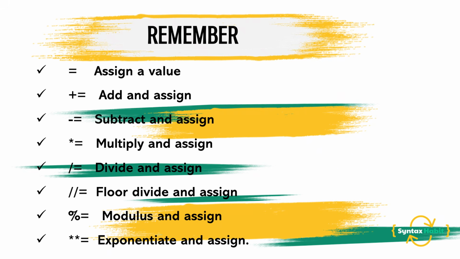Before we finish, let's recap the key points from today's lesson. The assignment operator equals assigns a value to a variable. Assignment operators such as plus equals or minus equals allow us to update an existing variable using a shorter form of code. And remember, the amount we add, subtract, multiply, or divide by doesn't have to be 1. It depends on what our program needs.